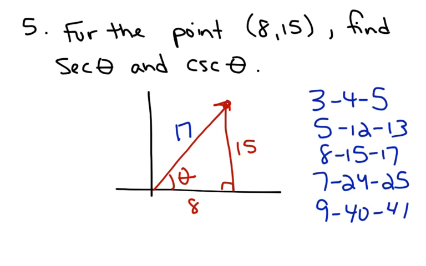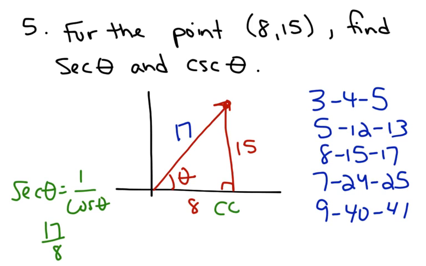After you have all three sides of the triangle, now you can find the secant and the cosecant. Remember, secant is the reciprocal of cosine. So if you know the cosine, you just flip the answer. The cosine is 8 over 17, so the secant must be 17 over 8. And the cosecant is the reciprocal of sine. So if you know the sine, you just flip the answer. The sine is 15 over 17, so the cosecant must be 17 over 15.